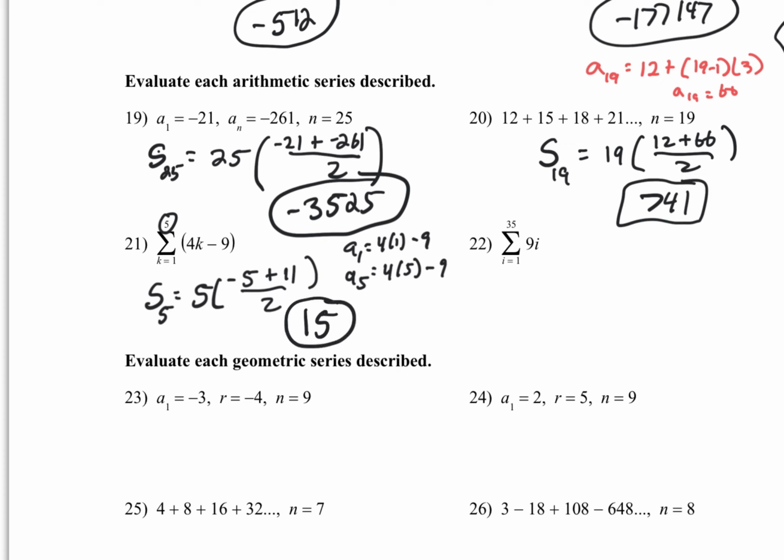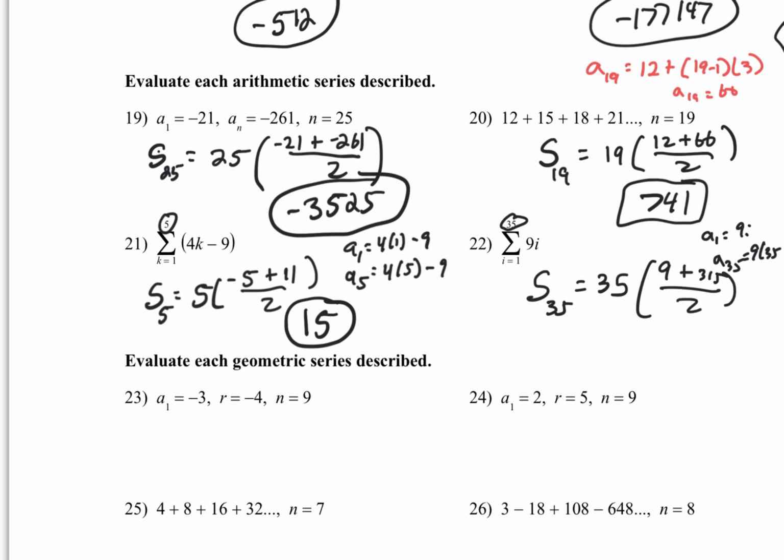And the last one, 35th term, so S of 35 is going to equal 35 times our first term. So A of 1 is equal to 9 times 1, which is 9, plus A of 35, which is 9 times 35, which is, if you type it in your calculator correctly, 315.